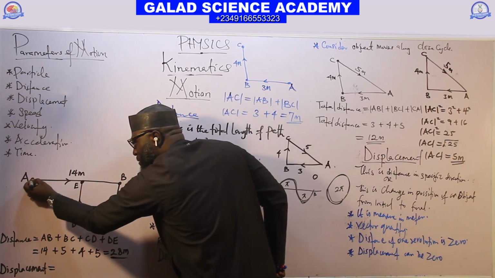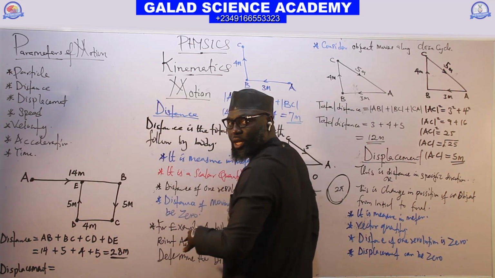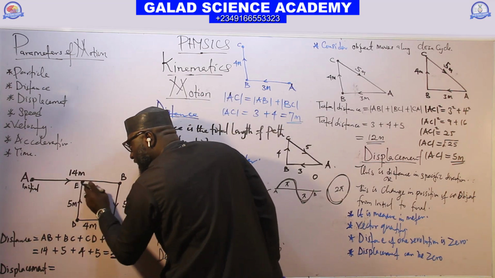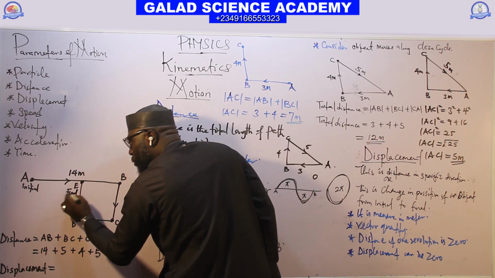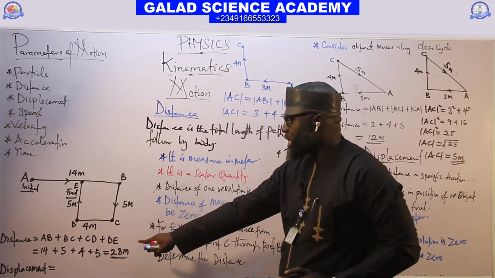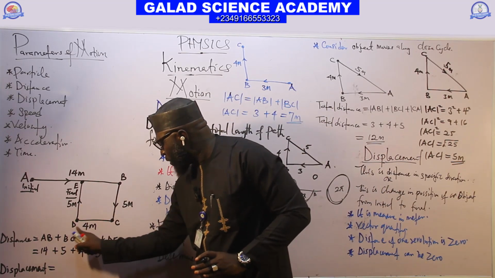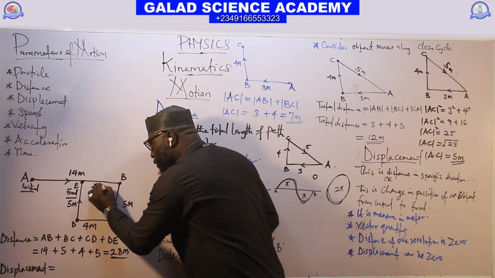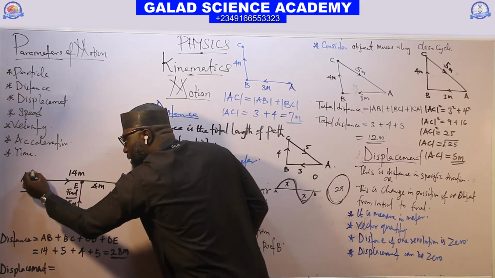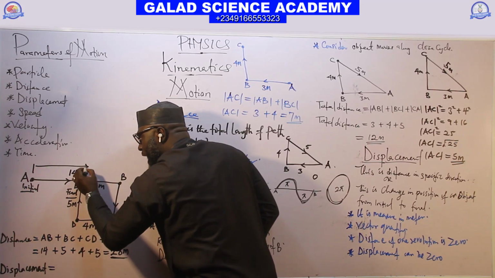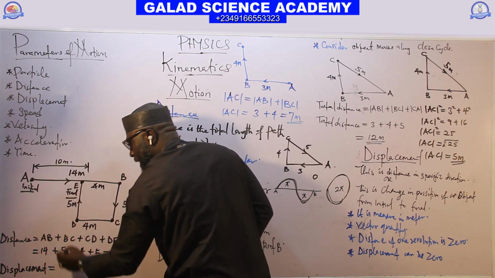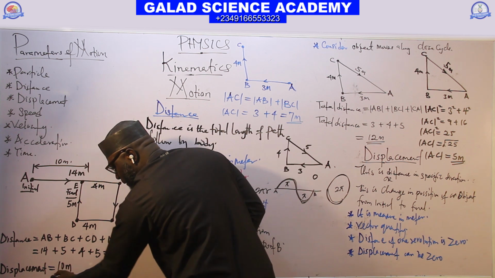Displacement is the change in position of an object from initial, this is initial, to this E, which is final. So the difference between the initial and the final is our major concern in displacement. So this place is 4 meter. Here we also have 4 meter. Subtract 4 meter from 14. That is the displacement of A to E. It will be 10 meter. Therefore, displacement is 10 meter.